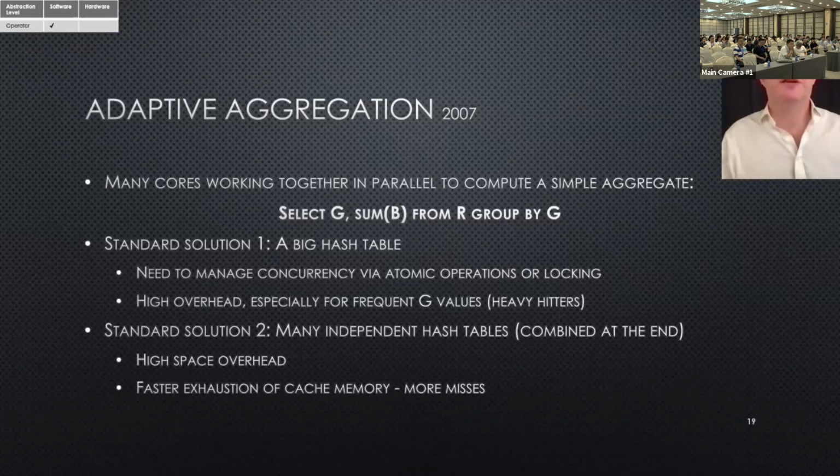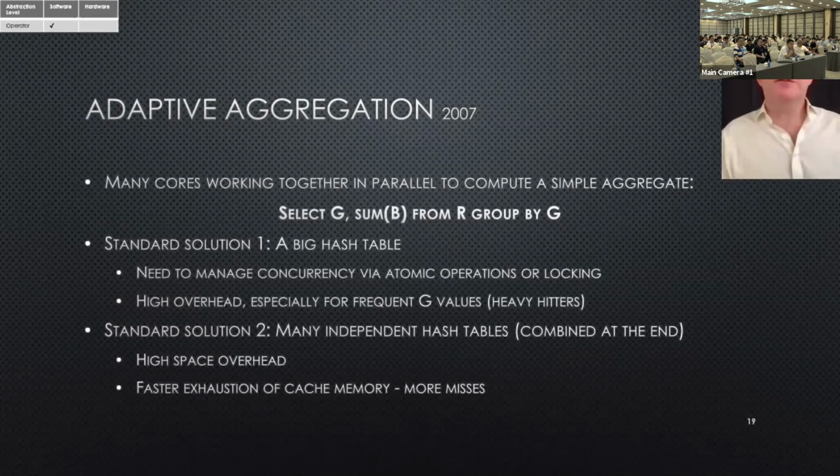For example, if there are a few frequent G values, then all of your threads will be queuing up waiting for this G value, which will basically cause you to serialize and not have much parallel execution going on at all.